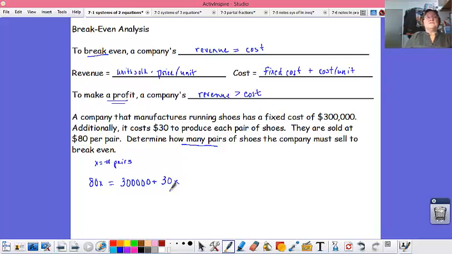This isn't even 2 variables, 2 equations. You can write a single equation for this. Subtract 30X from both sides. 50X equals 300,000. And dividing by 50, X is 6,000. Let's answer the question, how many pairs of shoes they must sell: 6,000 pairs of shoes to break even.